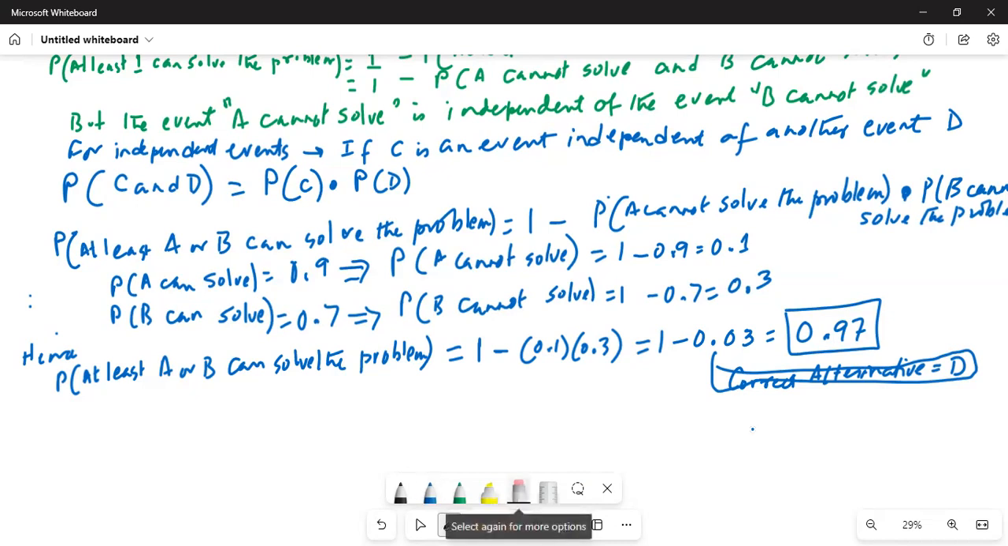Let me write this in a better way. Okay, so go back to this. So the correct alternative is D. D as in David is the correct answer.